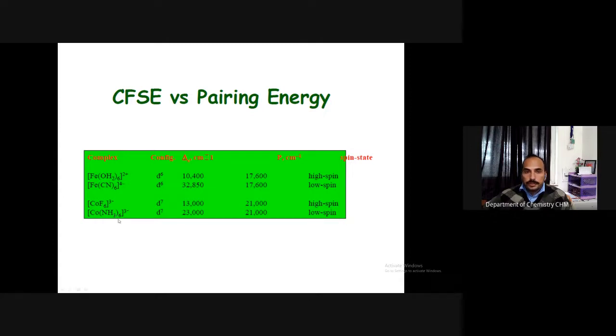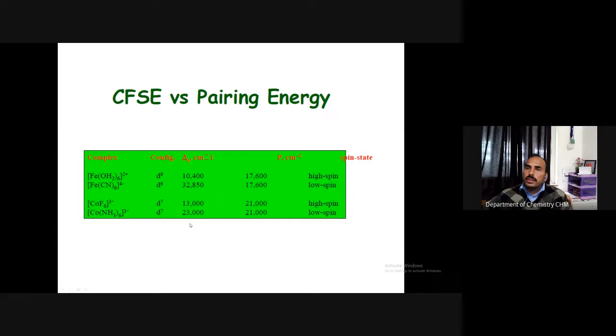By the way, this is a wrong representation over here. Cobalt hexammine 3 plus, with 3 plus charge here, not 3 minus. It is a mistake in the slide. Please note that it is a 3 plus charge. So I hope you are able to understand the pairing energy and the delta O connection.